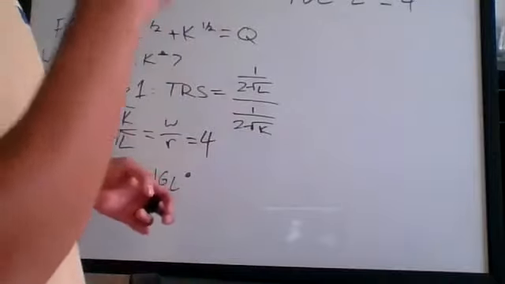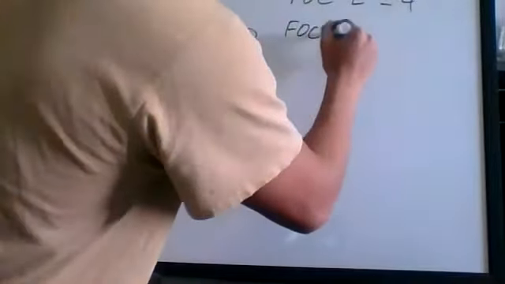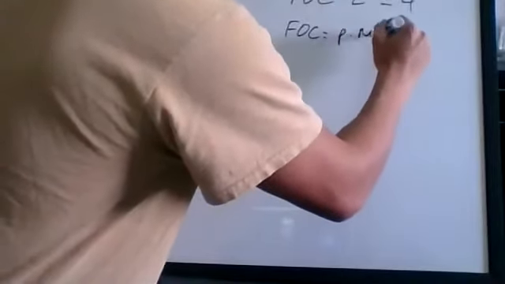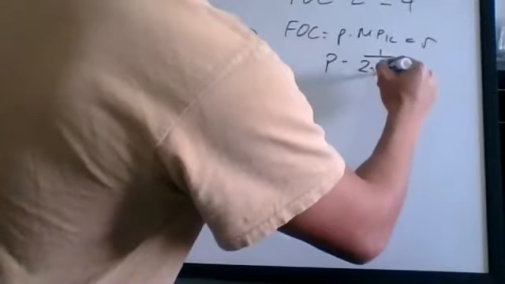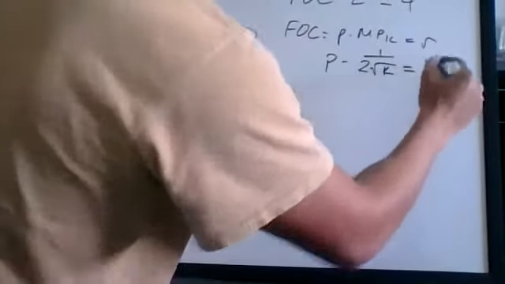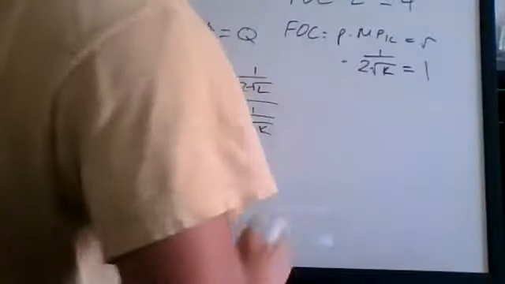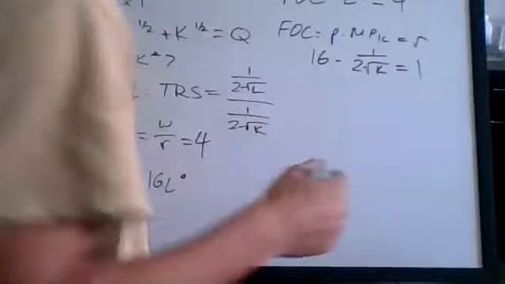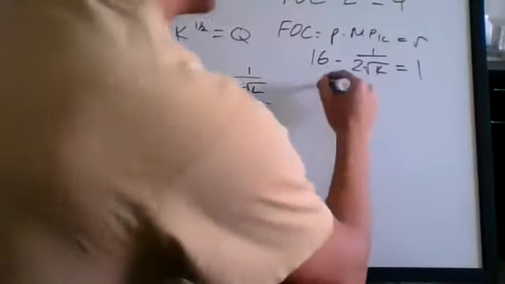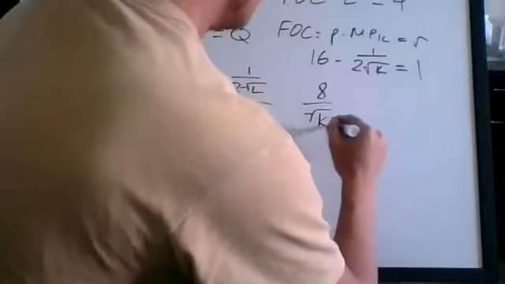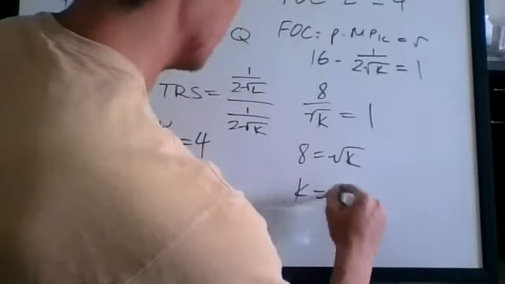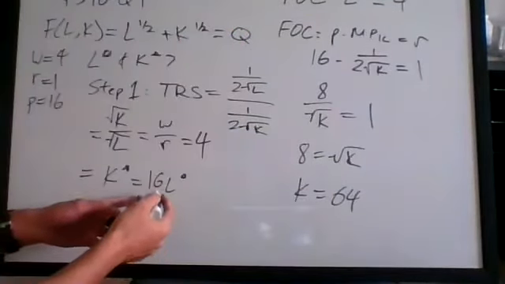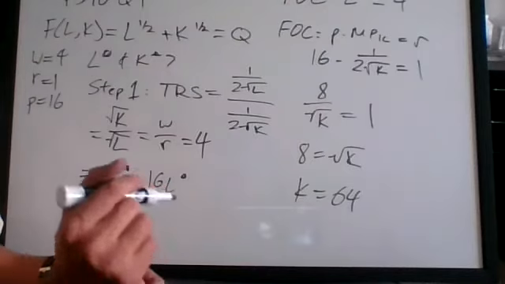So yeah, we use our first order condition for P times MPK equals R. And so we have that P times 1 over 2 square root of K is equal to 1. And so P is 16. Okay. And so let's work through here. 8 over the square root of K is equal to 1. And so 8 is equal to the square root of K, meaning that K is equal to 64. Okay. So this is true where K is 16 times L.